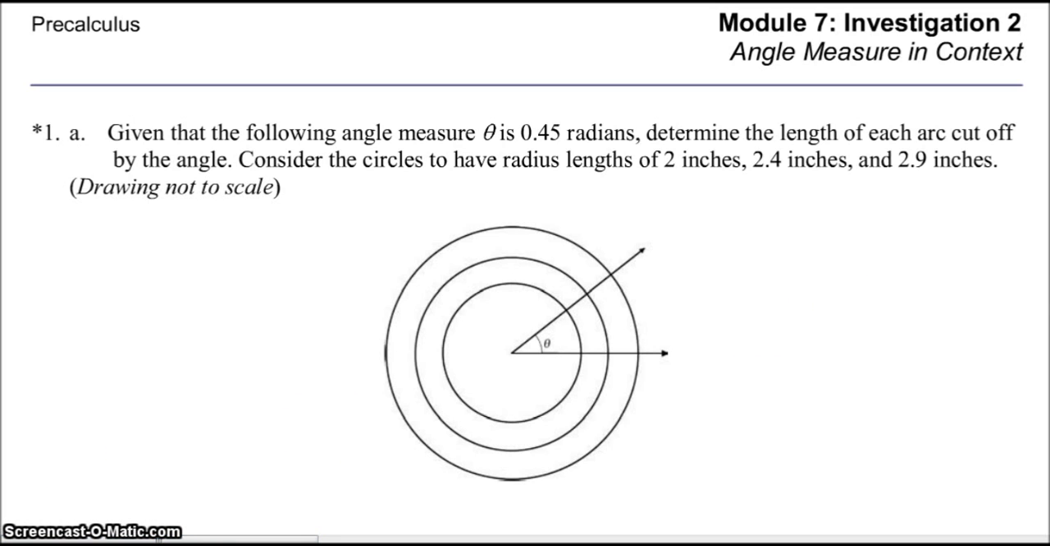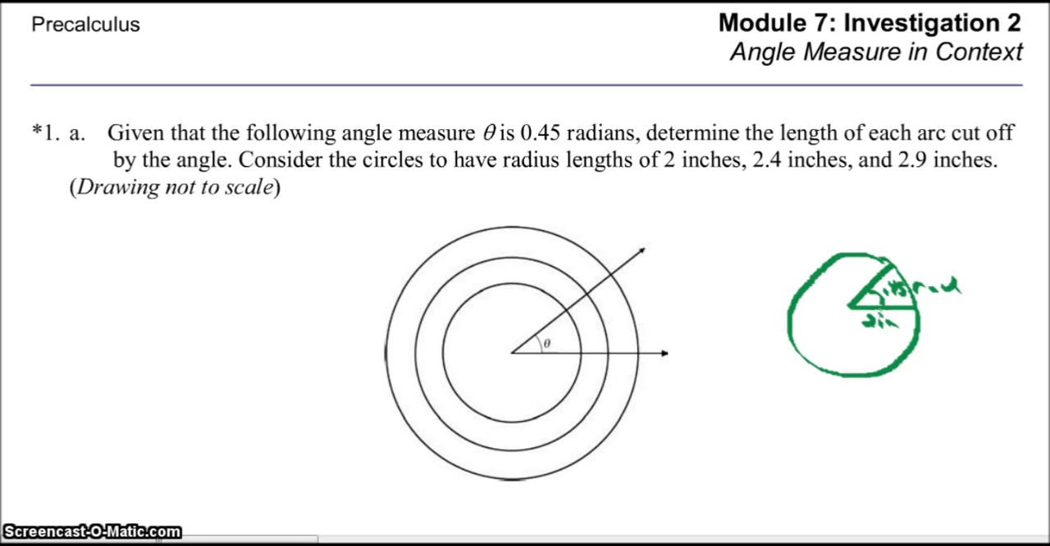So first, let's think about the first case, where the angle theta has a measure of 0.45 radians and we have a radius of length 2 inches. I just want to take a second and think about what that means. 0.45 radians here is the measure of the openness, the angle measure, this angle theta. And let's just think about 2 inches. So this radius length here is 2 inches.